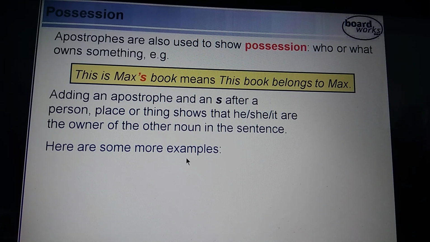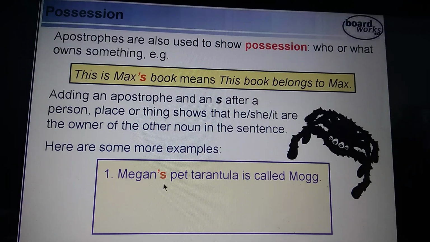Here are some more examples that you can see. Megan's pet tarantula is called Mug. Here, with Megan's, the use of the apostrophe means the tarantula belongs to Megan. The name of the tarantula is Mug. So Mug's owner is called Megan. Here, Mug's means the owner of Mug. You can replace the construction using the preposition of.